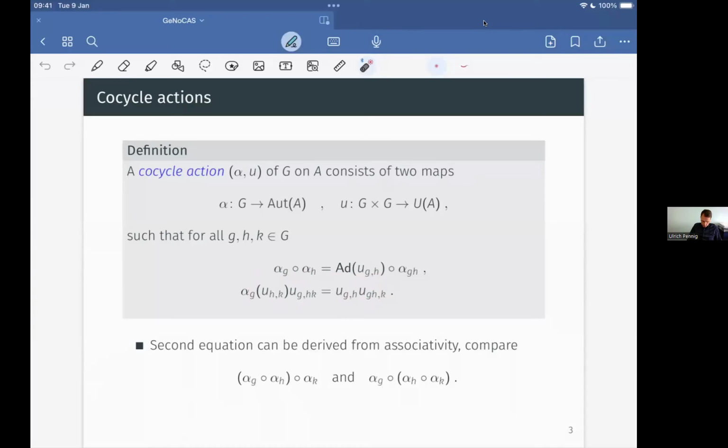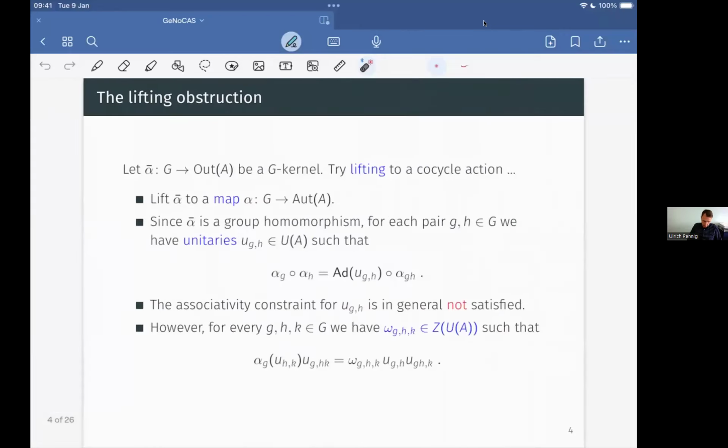Okay, so how are these two notions related? Well, you can try to take a G-kernel and try to lift that to a cocycle action. Because the map from the automorphisms to the outer automorphisms is surjective, you can certainly find a map from G to the automorphisms of A that lifts alpha bar here. And you know that alpha bar is a group homomorphism. Therefore, you know that if you just look at alpha G composed with alpha H and alpha GH, they are equal up to conjugation by a unitary, right? Because you've modded out the inner automorphisms. And then the only thing that's missing here is this associativity constraint. So for UGH, this associativity constraint in general does not hold.